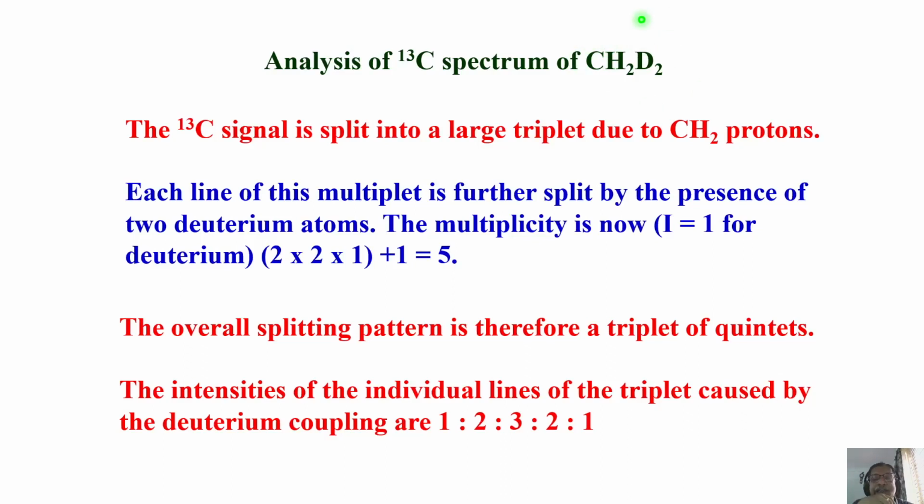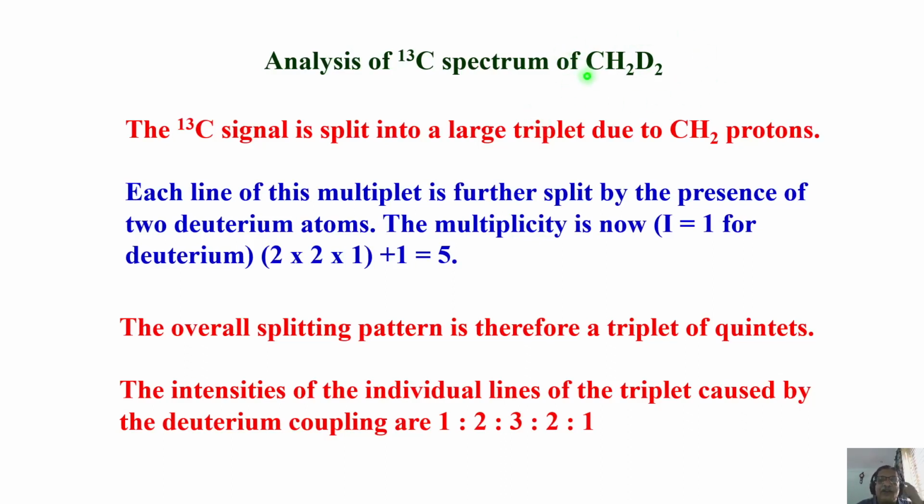Now carbon 13 is in natural abundance here. Assume that abundance is small and it is not going to split this deuterium. So what are we going to get? This is split by two equivalent protons into a triplet. It will become a triplet. That's all.